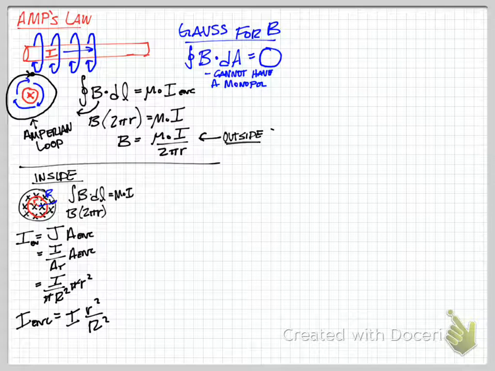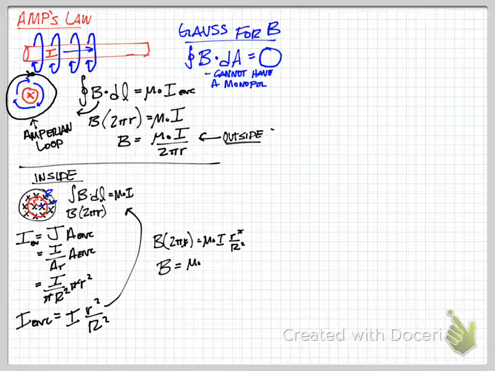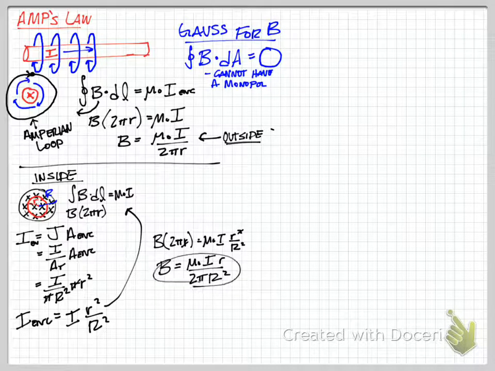So that's what goes in here. So when we do it, we got B times 2 pi little r is equal to mu 0 times I times little r squared over big R squared. One of my r's goes away. The magnetic field inside is mu 0 I times r over 2 pi times the radius of the wire itself squared.